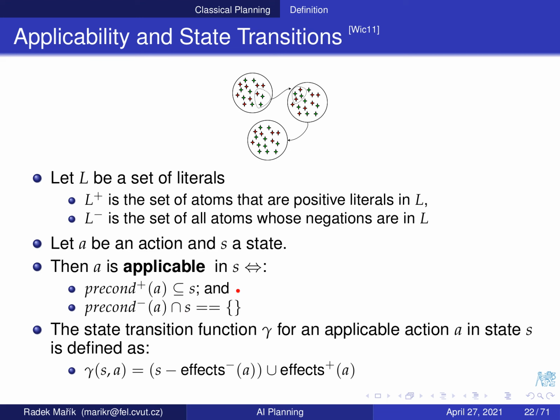If an action is applicable, it can be applied, and then the state transition function gamma says what kind of result state we reach. That means if A is applied to the state S, first we remove all negative literals of the effects of A from the state S, and then we perform the union with the positive literals. Basically, what is not valid anymore is removed from the state, and we add those literals which describe the changes.